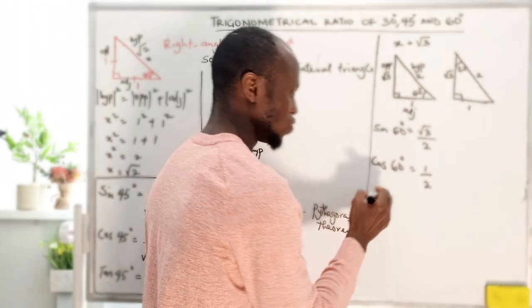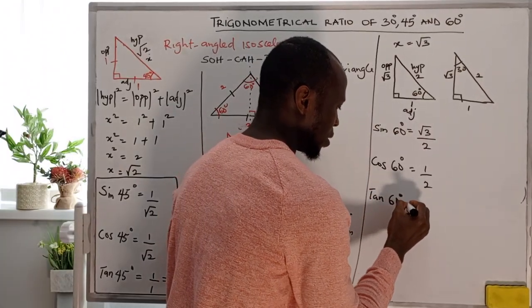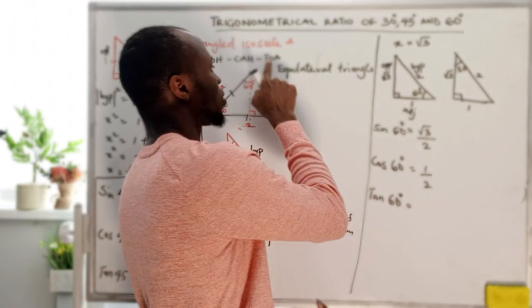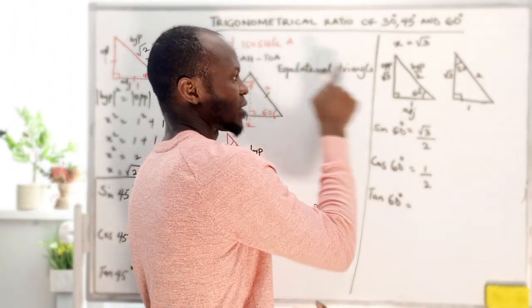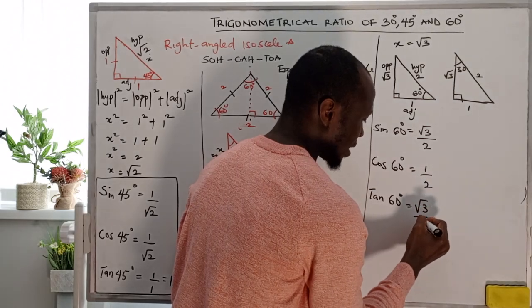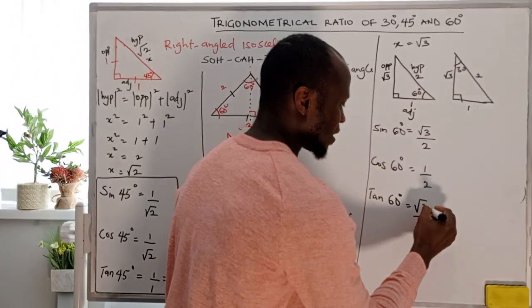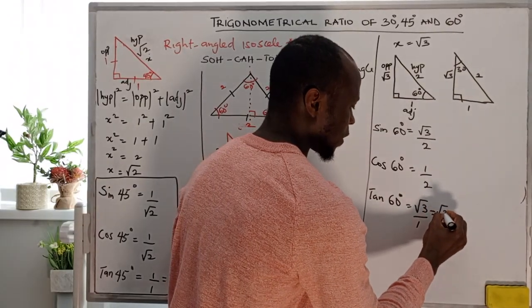All right? So my tan 60 degree equals to what? My tan is what? Opposite over adjacent. My opposite is root 3 and my adjacent is 1. Automatically, my tan 60 is root 3.